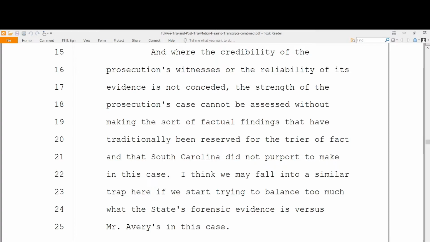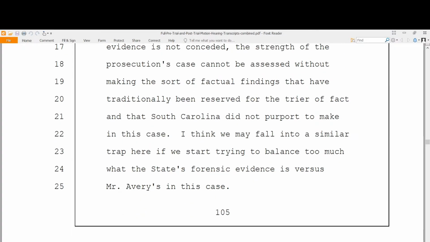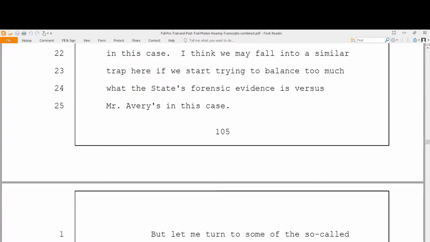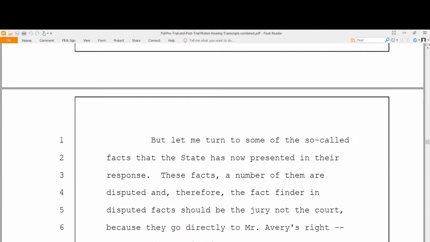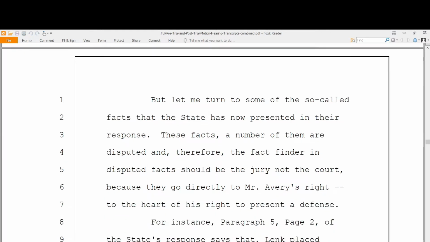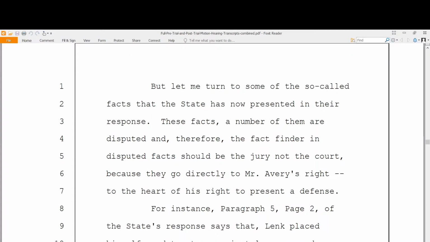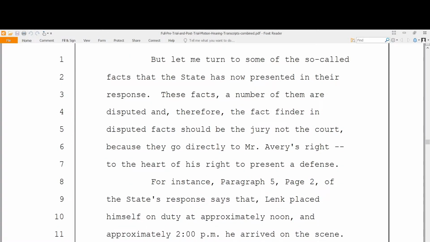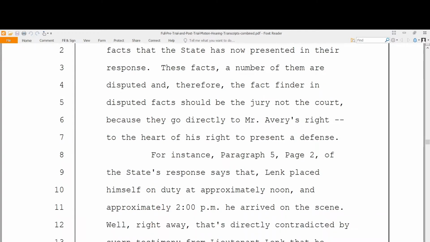I think we may fall into a similar trap here if we start trying to balance too much what the state's forensic evidence is versus Mr. Avery's in this case. But let me turn to some of the so-called facts that the state has now presented in their response. A number of these facts are disputed, and therefore the fact finder on disputed facts should be the jury, not the court, because they go directly to the heart of Mr. Avery's right to present a defense.